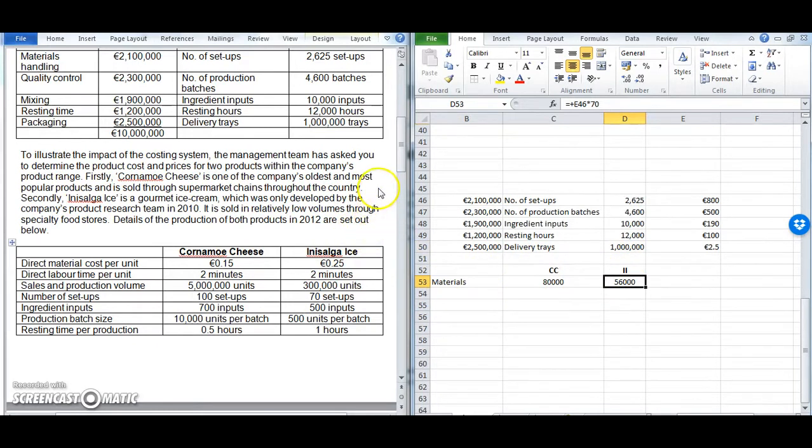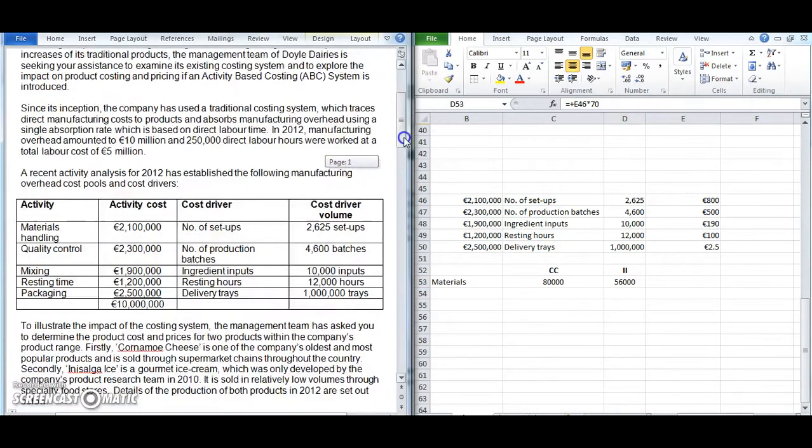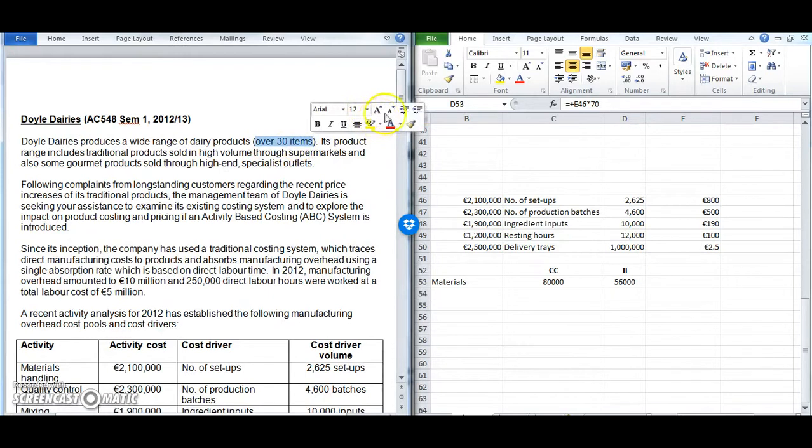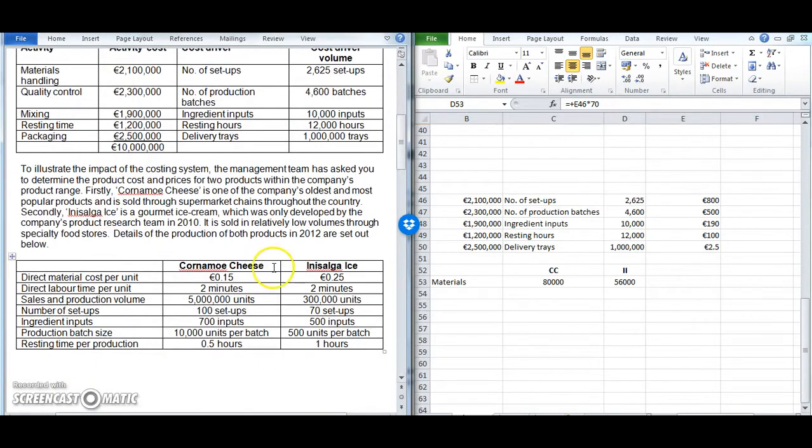Now, don't get confused because many people were wondering, well, actually, that's only 170 setups, and the total number of setups is 2625. Just remember that this is only two products. They make 30 products in total, so you're only looking at two of those products. This isn't the total, but there's a number of other products which you're not worried about. You're just literally looking at the allocation to two particular products. So finished with materials. Now we're going to move on to quality control.